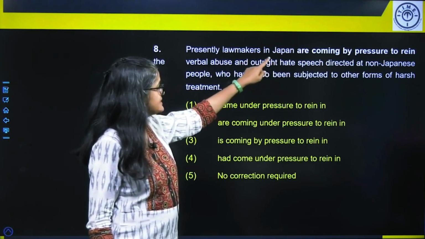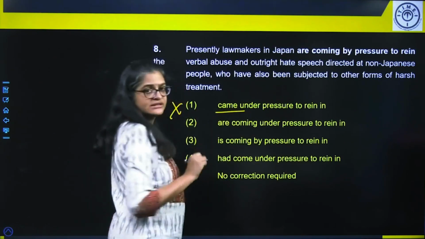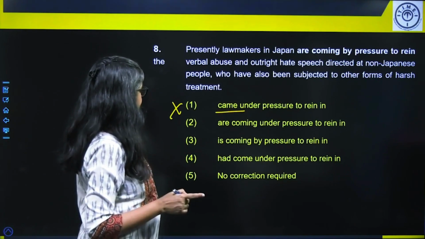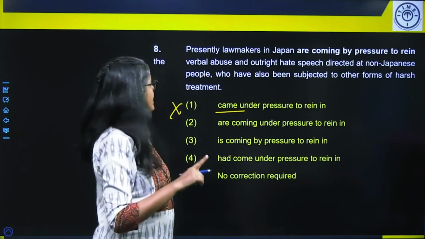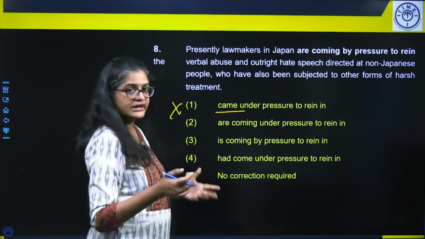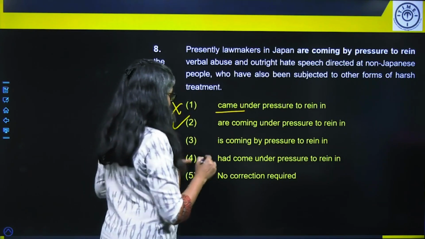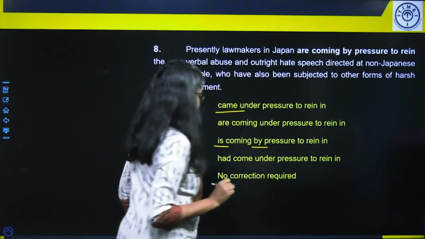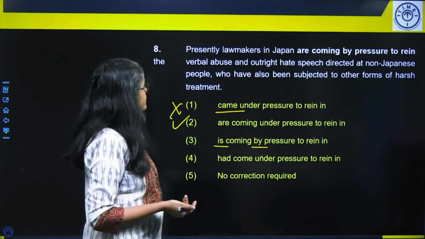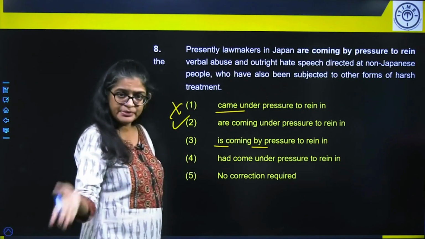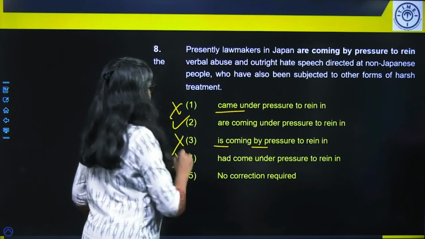Presently, lawmakers in Japan came under pressure. Presently means it's happening now. So, can we have past tense? No. Presently, lawmakers in Japan are coming under pressure. Yes, lawmakers is plural, so are, to rein in. Correct. Rein in is the right phrasal verb. Is coming by pressure. Is by wrong. Coming under pressure, and is wrong because it is lawmakers, plural. Had come under pressure. Again, it's presently, so you don't need past perfect tense. Okay. So, this is the 2 is the right answer.